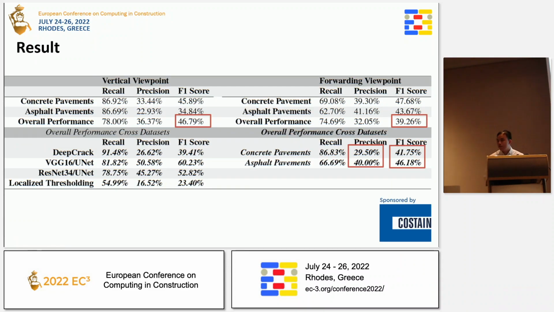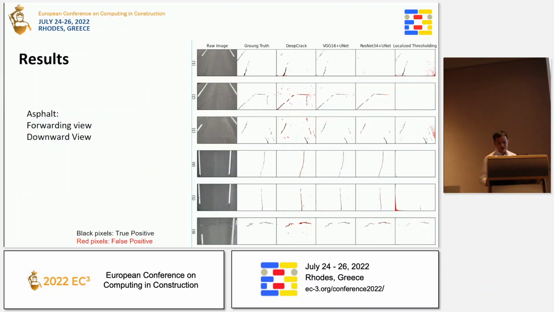Also, for the comparison between vertical and forwarding viewpoints, we can see that the vertical viewpoint overall has a better score compared to the forwarding one. So if it's possible, maybe capturing the pavement crack images vertically will help the algorithm and make those models' life easier. The overall performance is that asphalt pavement is easy for the models, concrete is quite hard, and this is something not a lot of people paid attention to before because they don't really separate concrete and asphalt pavement.